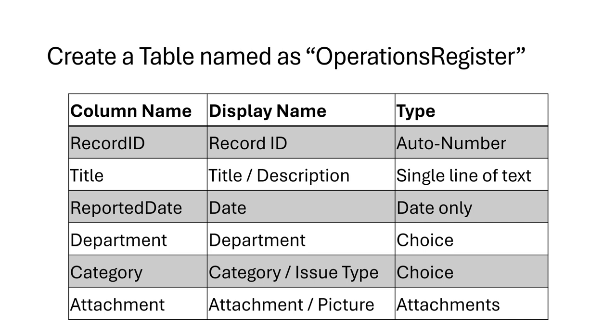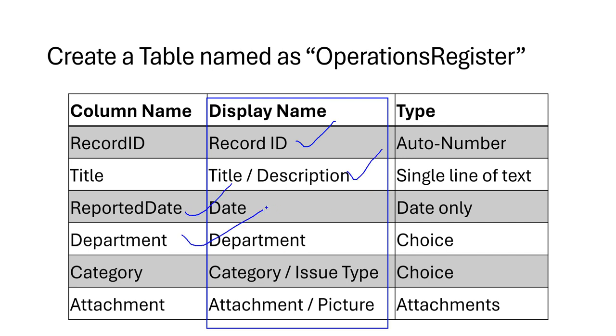And which department. So we got the report from which department, and what is the category, what is the issue type, and we want to attach some pictures also. For example, assume that in the shop floor we have some issues. They have sent an issue. I want to attach a photograph of it. So we are going to create these columns. The column 1 is record ID, column 2 is title and description, then the reported date, then the department name, then category, then attachments.